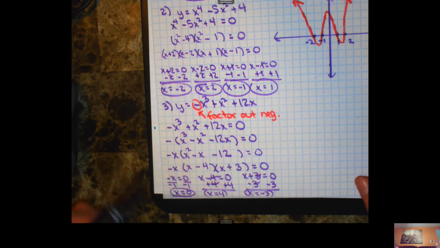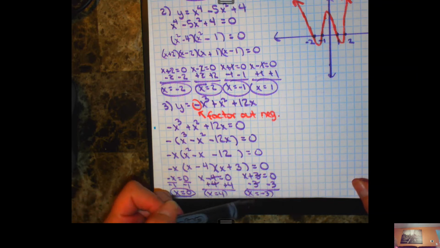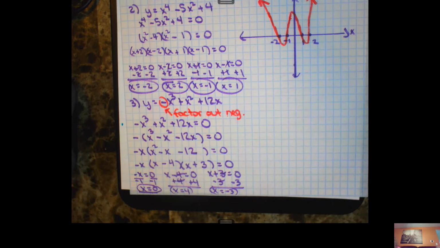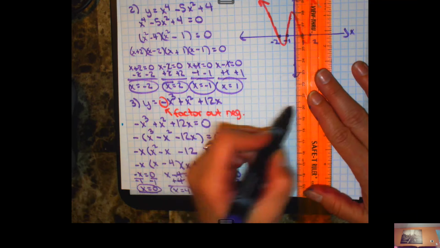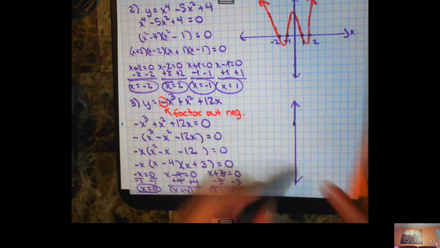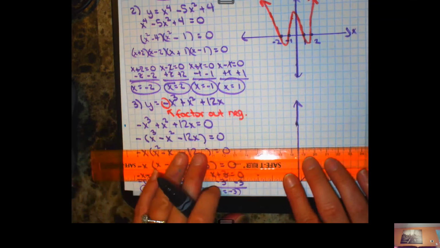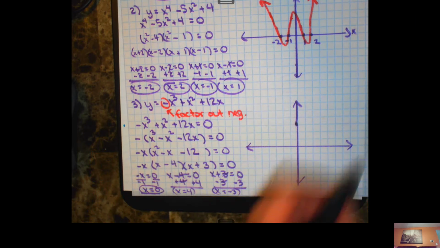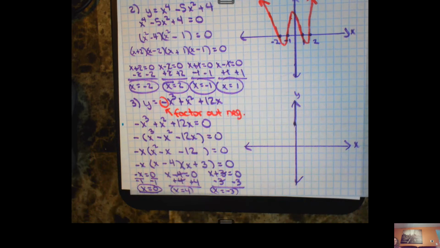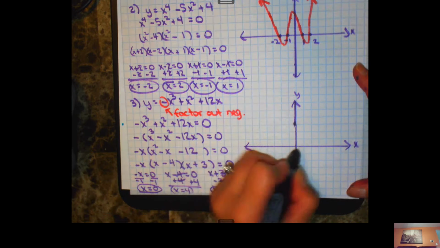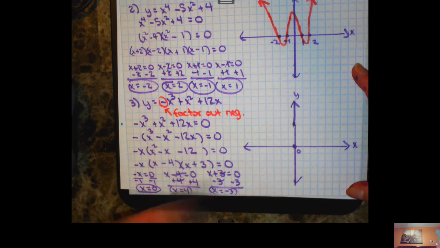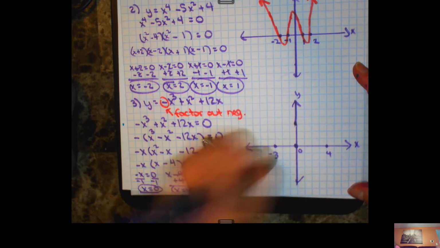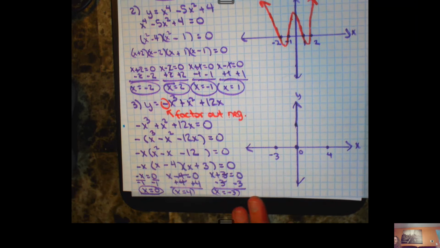I want you to notice, again, it was the same exact example as number 1, and notice the zeros. Here we had 0, 4, -3. Up here, 0, 4, -3. So we're going to start off the graph the same way. This is the last example. So here's our x and y axis. We plot our three zeros. We have a point at 0 on the x-axis, a point at 4 on the x-axis, and a point at -3 on the x-axis. Same as the graph above.